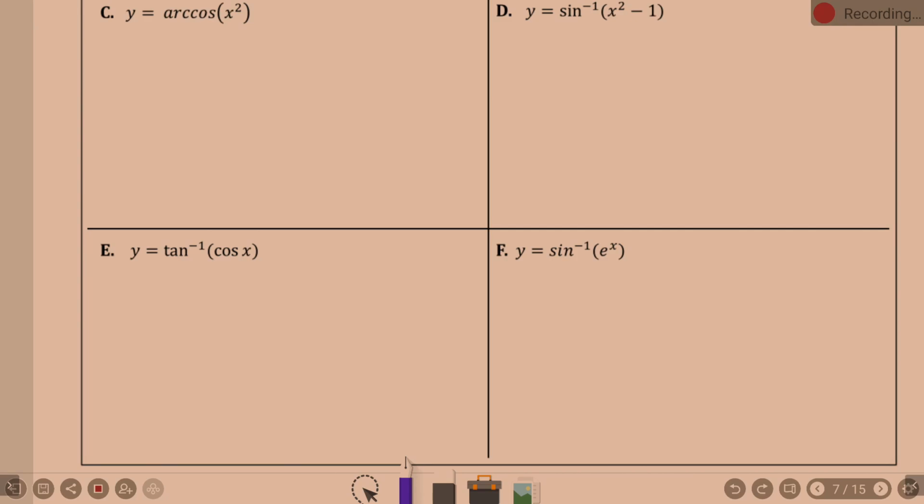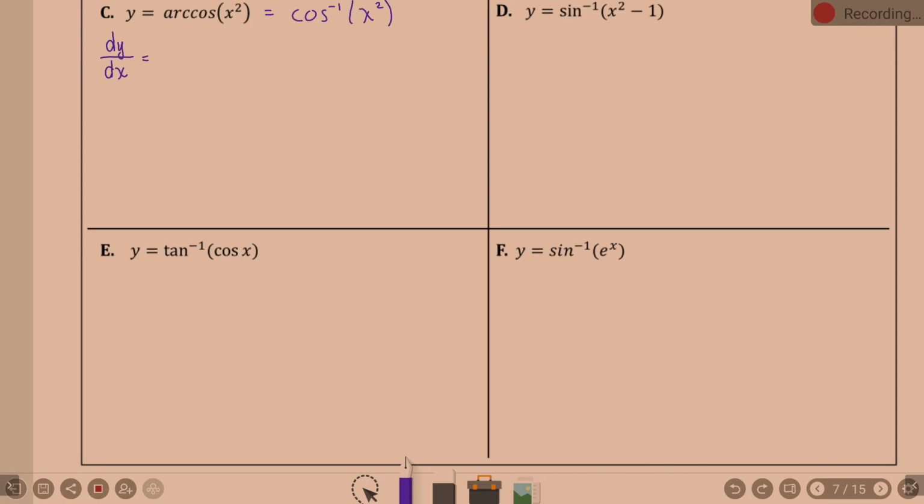So C, y equals arc cosine of x squared. And in relation to what I've just said, arc cosine of x squared, another way of saying that is, that's equivalent to saying cosine inverse of x squared, right? So that is helpful to you there. Okay, we're asked to take the derivative. So for the derivative of y, I'm going to write dy dx.